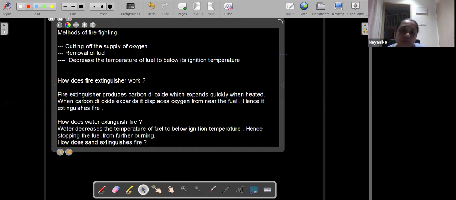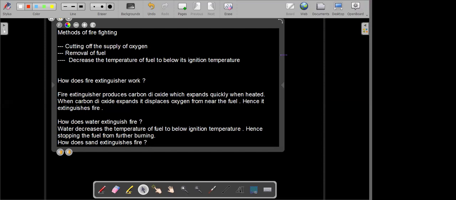See, the sand covers the fuel and therefore does not allow air to come in contact with the fuel. The sand, in contact with air, cannot burn itself. So sand prevents fire by covering the fuel. Got it?